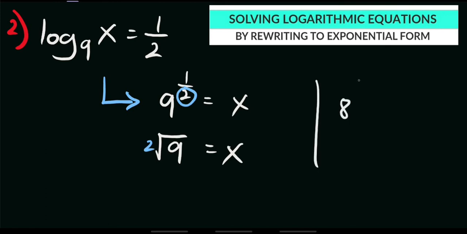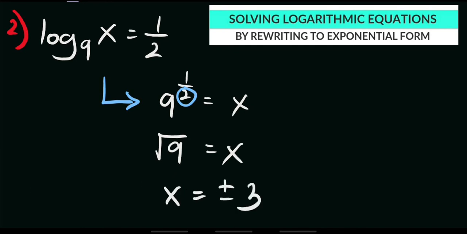Like, let's say we have 8 raised to 1/3. That means that is equal to the cube root of 8. Okay? So that's it. So again, since we have this given problem, we have the square root of 9 is equal to x. Again, the value is simply the square root of 9, which is positive or negative 3. Okay, so that is our answer.